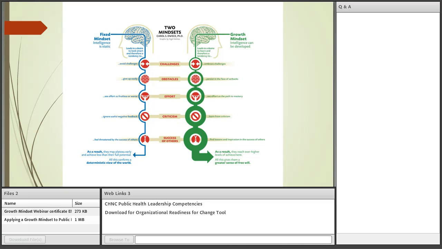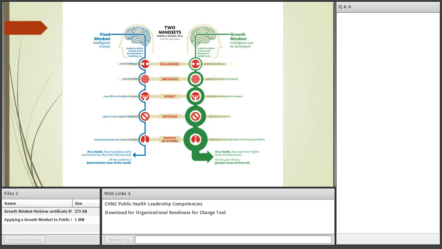You see this slide that I have here, with two mindsets shown for you. The fixed mindset is on the left and the growth mindset is on the right. I'll walk you through and read through the slide so you see a bit more of a description of the differences between a fixed versus a growth mindset.